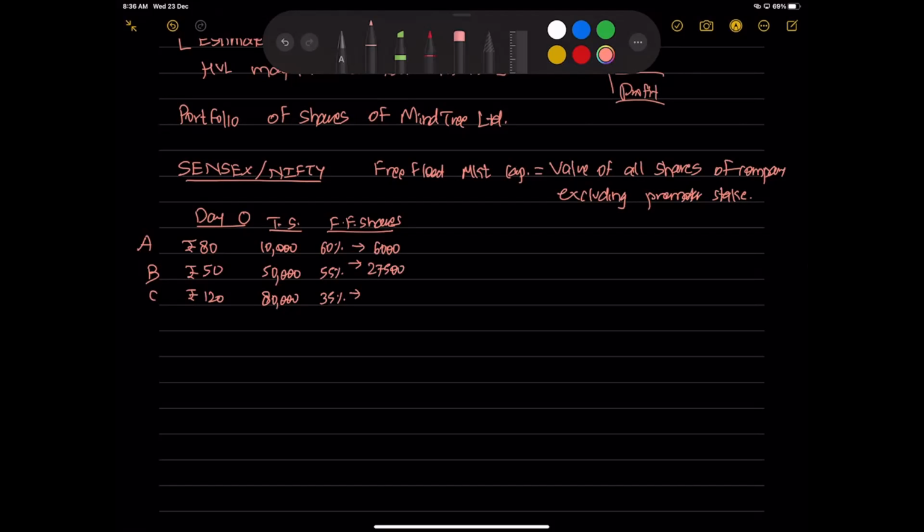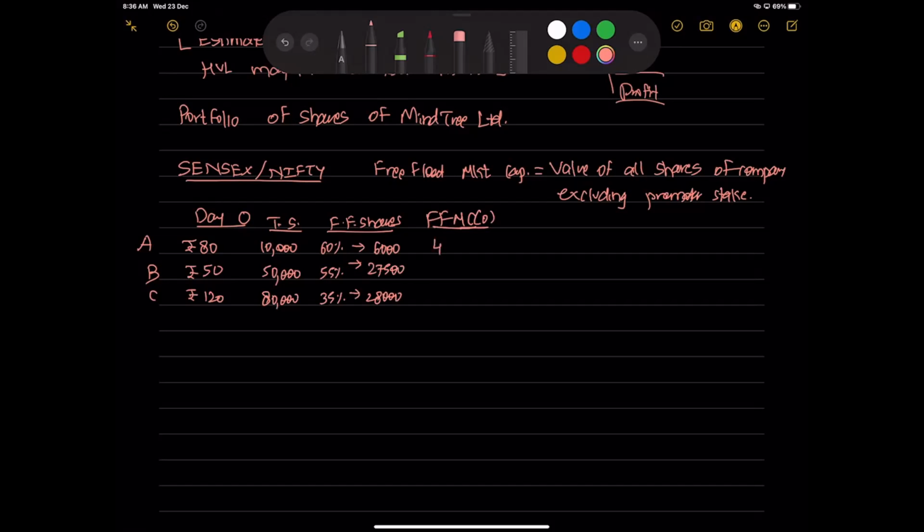Then next is 35% of 80,000, which is 28,000. Okay. So now if I ask you what is the free float market cap on day 0, we can calculate it for every company.